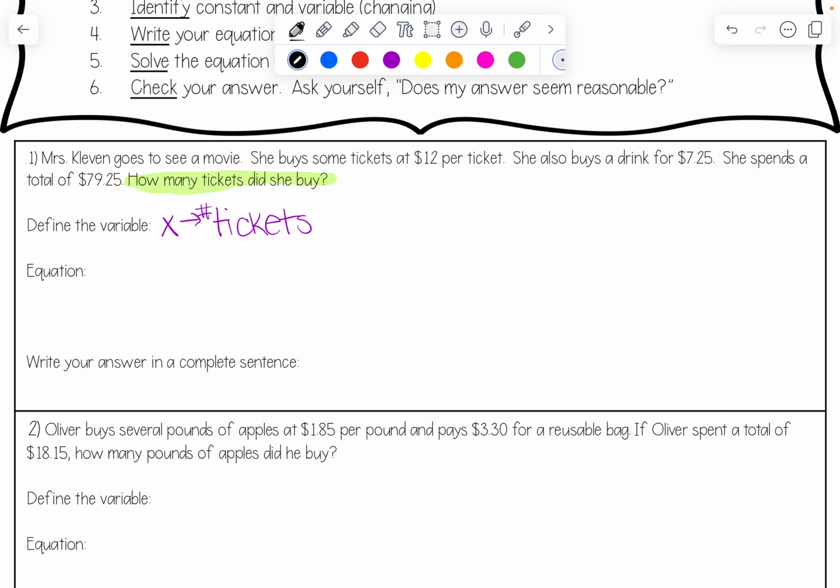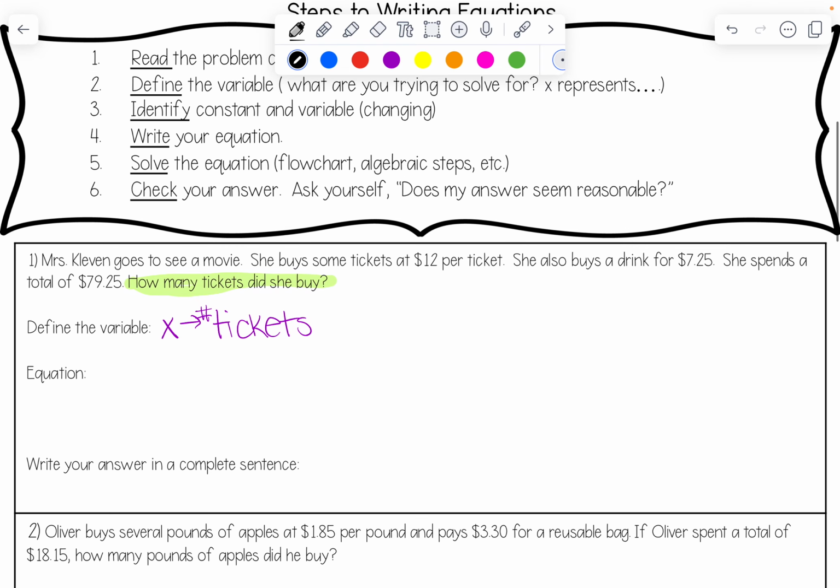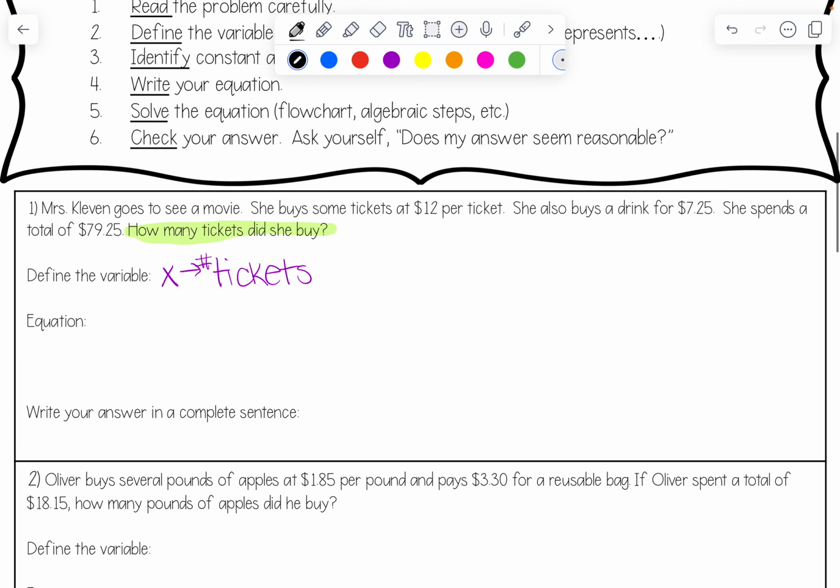When we go to write our equation, we want to look at whether there is something that's constant. This would be a one-time fee, something that just happened one time. And then the variable is going to be a rate that changes. So one thing I notice here is this $12 per ticket. Well, I don't know how many tickets I have, so $12 per ticket, I could write that as 12x.